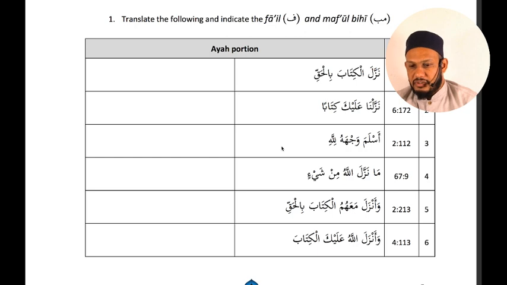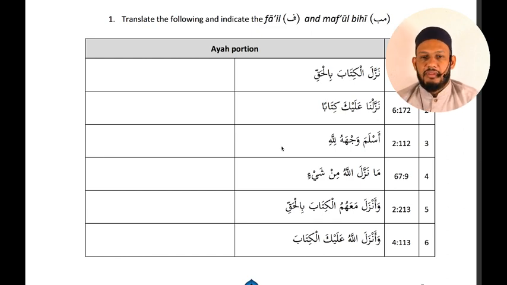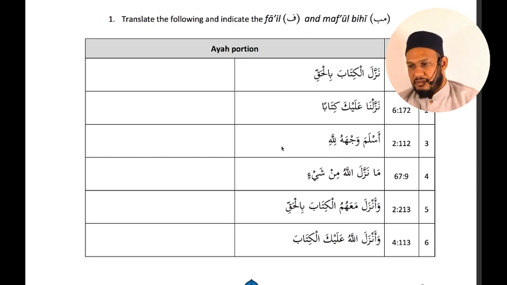So number 3 is not his face submits, because the face is not the fa'il. Face is the maf'ulun bihi. So aslama means to make something submit. So he made his face submit. He made his being submit to Allah. If it were aslama wajhuhu lillah, it would mean his face submits to Allah.